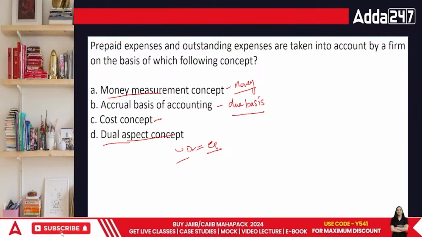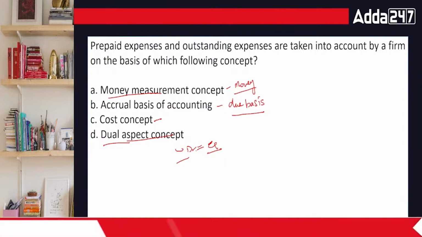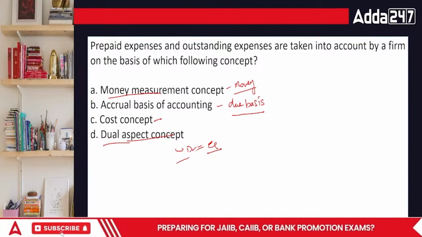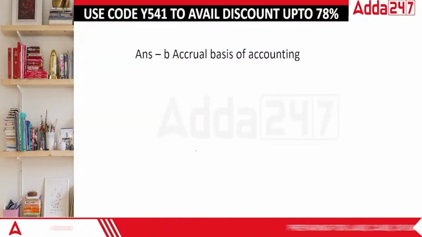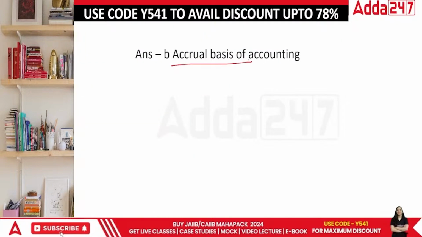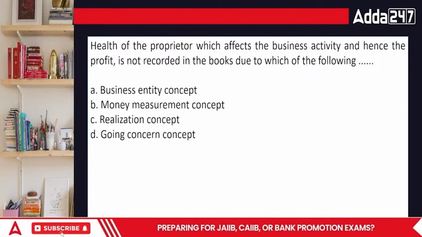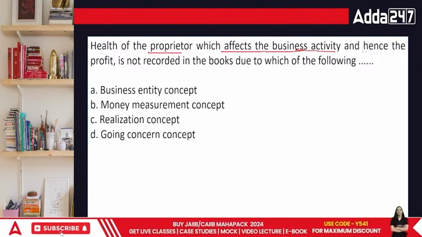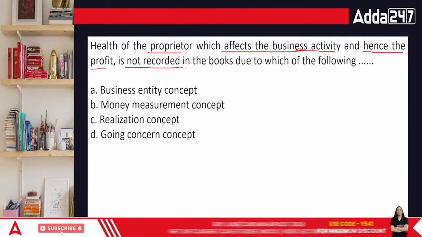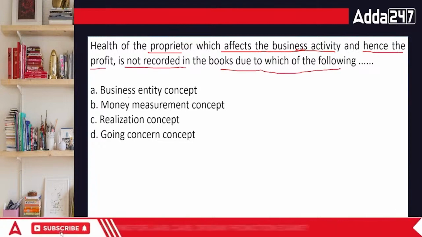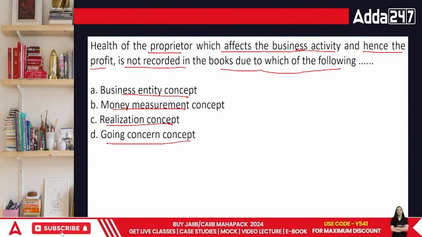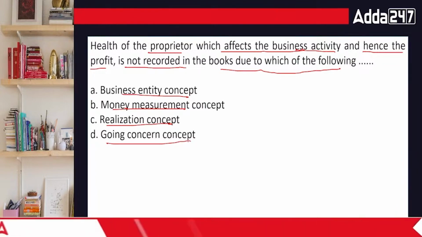So what's going to be the answer according to you? If you are recording prepaid and outstanding, that's because of due basis. I had already given the hint regarding the answer now. So move on to the next question. Health of the proprietor, which affects the business activity and hence the profit, is not recorded in the books due to the following: business entity concept, money measurement, realization, or going concern concept. What's going to be the answer, everyone?